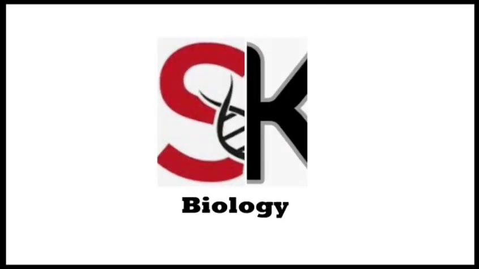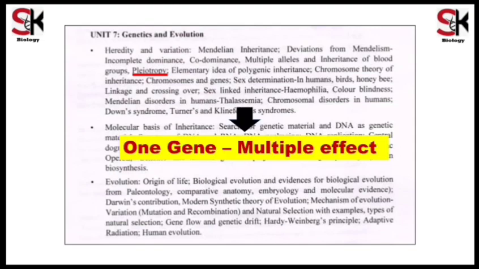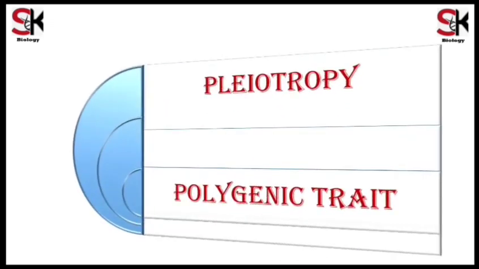Today we are going to learn two concepts. One is pleiotropy. Pleiotropy is about one gene showing multiple effects. And the other concept is polygenic trait. It is a phenomenon where many genes control a single trait. Let us begin with pleiotropy.